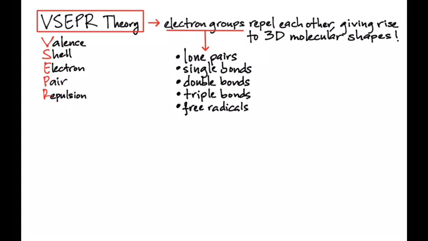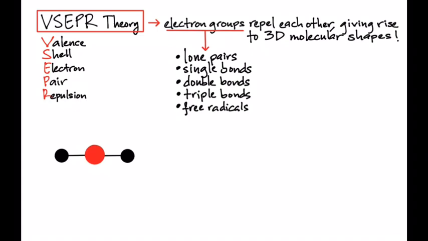And you don't have to worry about free radicals here, but free radicals, by definition, are a single unpaired electron. So knowing the total number of electron groups of a central atom within a given molecule allows you to determine the geometry of that molecule. So how do we count the total number of electron groups of a central atom within a given molecule? Well, let's take a look at a few examples here.